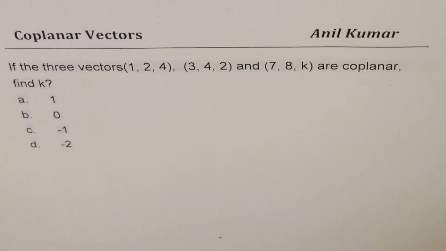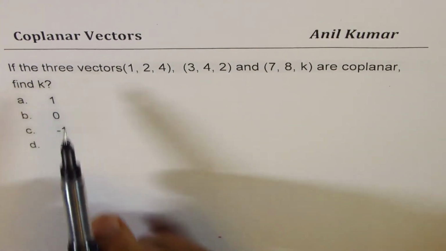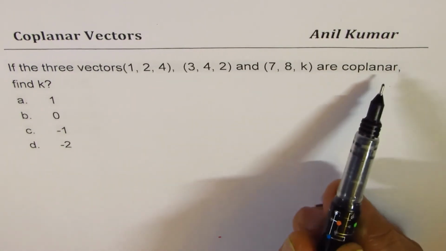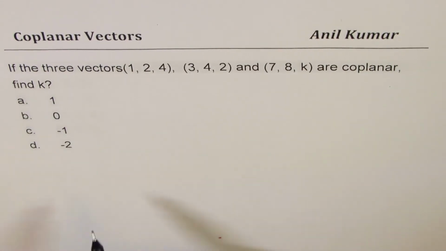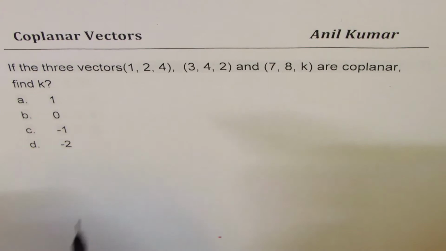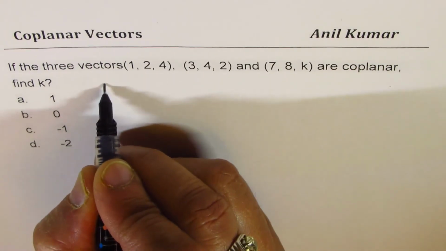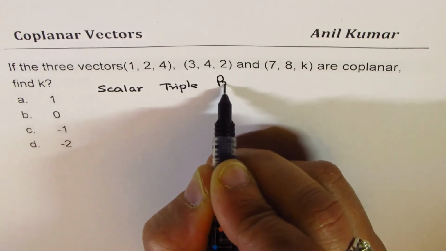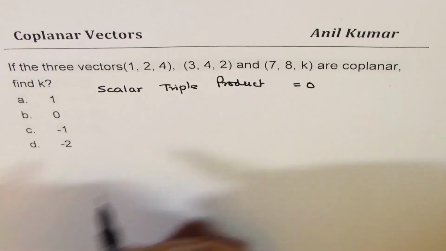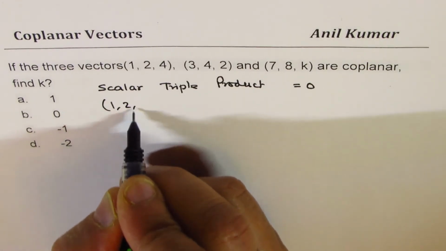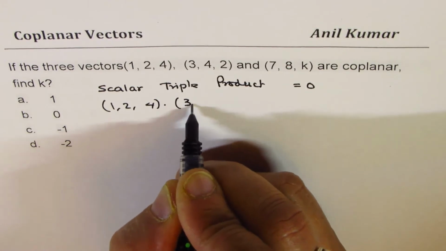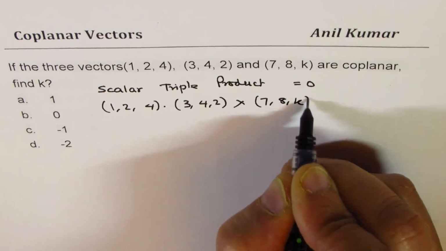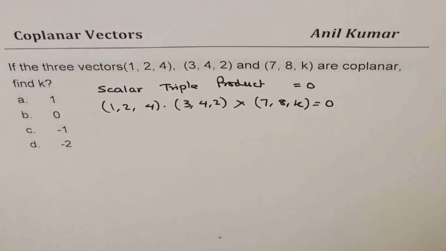Now here is another question. The question is, if the three vectors 1, 2, 4, 3, 4, 2 and 7, 8, k are coplanar, find k. We are given 4 options. Now if they are coplanar, then we can say that the scalar triple product equals 0, correct? That is to say 1, 2, 4 dot 3, 4, 2 cross 7, 8, k equals 0. Perfect. So that is what it is.